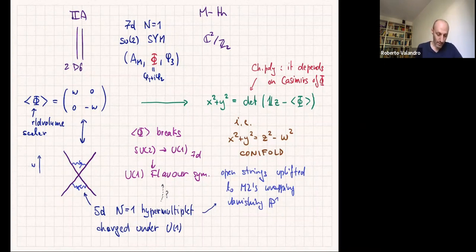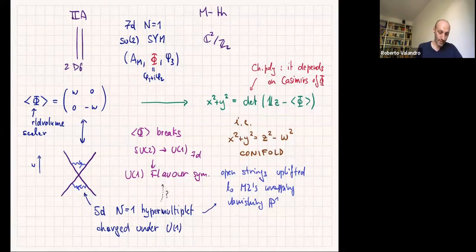I want just to stress before going on one important thing that turns out to be important later: the fact that in this equation, you see that here you have some polynomial in Z and with coefficient given by function of W, and this function of W depends on the Casimir of phi. Okay.